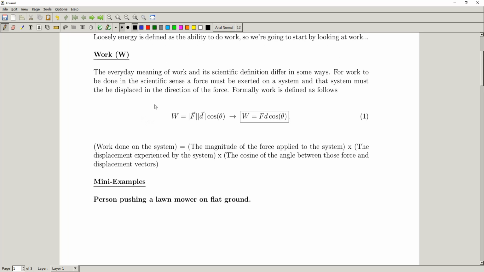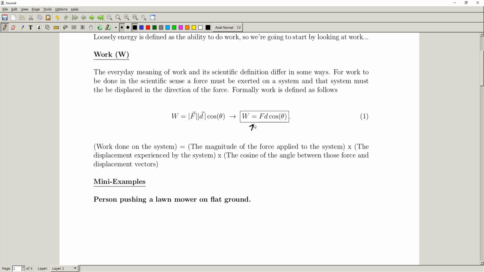And so what do we have here? Well, we have work, and work is defined as the magnitude of the force being applied to the system times the magnitude of the displacement vector caused by this force being applied to the system, and then the cosine of the angle between them. Okay, and so if we just remove those absolute value symbols so that we're taking the magnitudes, we end up with this cleaner formula that I have boxed here.